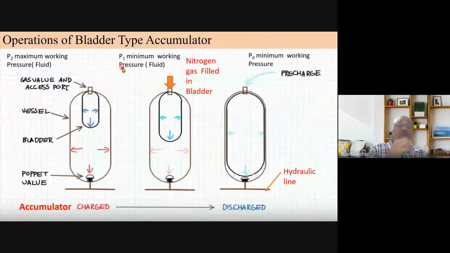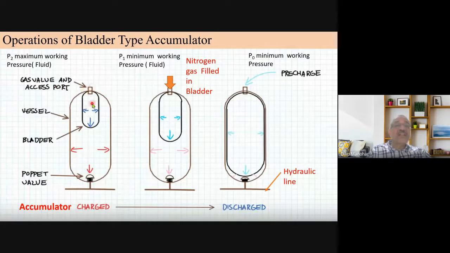Let us go to the working of the bladder type accumulator. So in the first slide, here there is a gas connection. So dry nitrogen is filled up. In this connection, what we are showing here, the line is connected via the port poppet connection here. This is the area for the fluid. This is the bladder, this is the external vessel, and this is the port connection for the fluid, for the gas. Now this condition shows that nitrogen gas is being filled here.